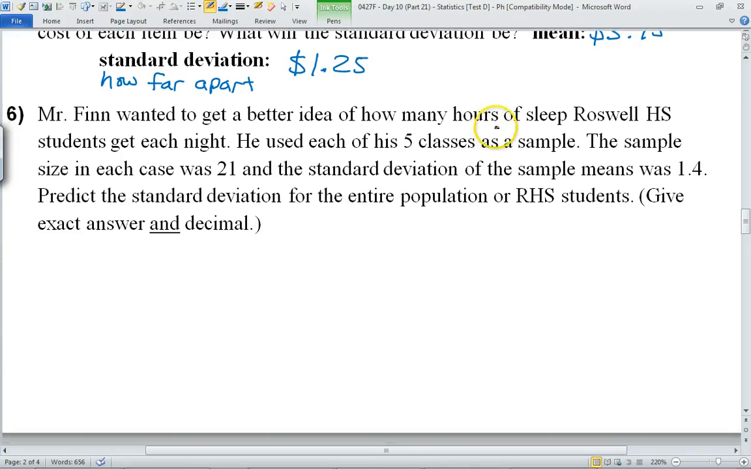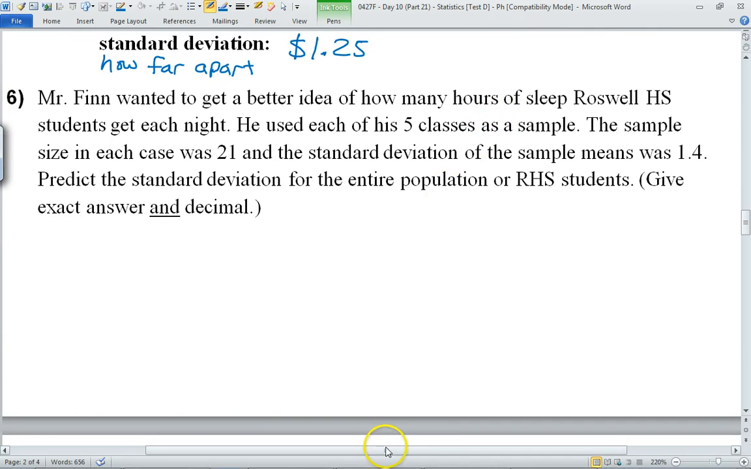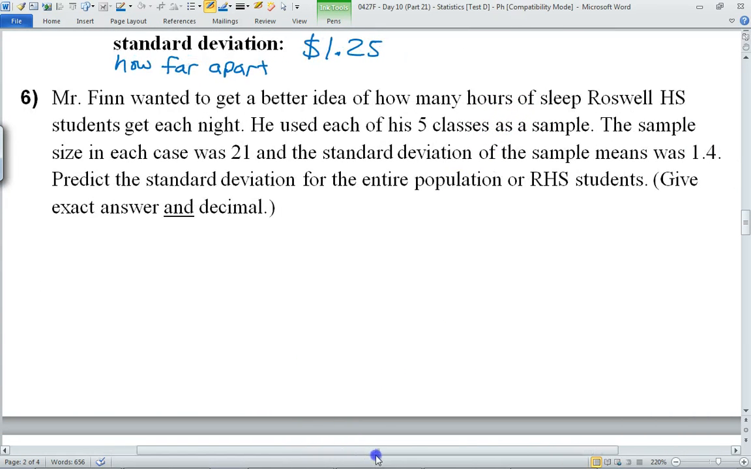Okay, let's look at number 6. Alright, this is number 6. Mr. Finn wanted to get a better idea of how many hours of sleep Roswell High School students get each night. So, this time he used 5 classes as a sample, instead of just using 1 class like earlier. This time he used 5 classes as a sample. The sample size in each case was 21.